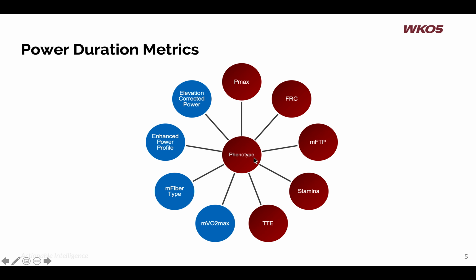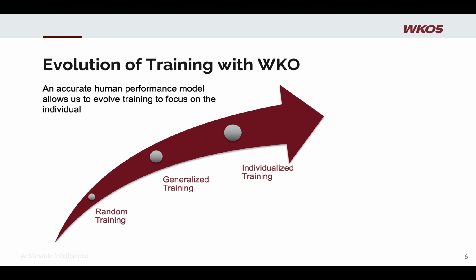Now, if we think about it, we actually have a broader 360 view being produced by the model. At the core of it all is your phenotype. What is your rider type? And then you have power duration metrics of Pmax, FRC, mFTP, stamina, and TTE. There is an educational series on these. If you look at the WKO5.com Quick Start Guide, look under the power duration education, and there's a whole series of what these are. But we also can derive modeled FTP, modeled fiber type. We have an enhanced power profile, so now you can look at your second by second performance against others. And we even produce elevation corrected power, how your body would react to elevation.